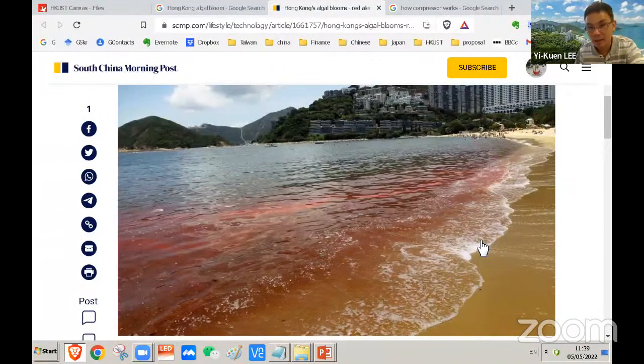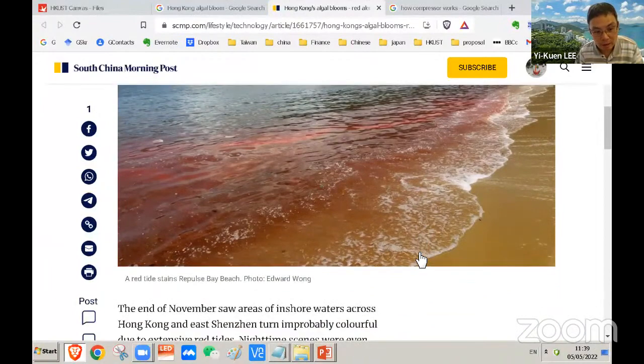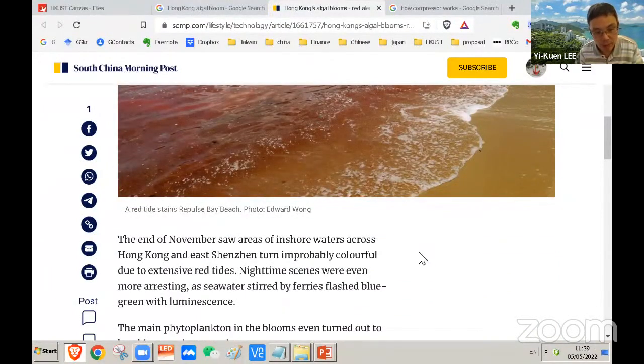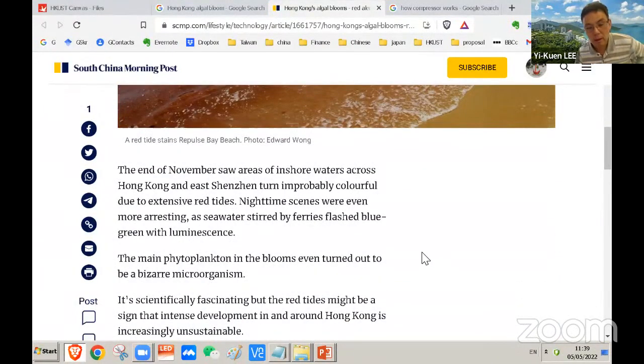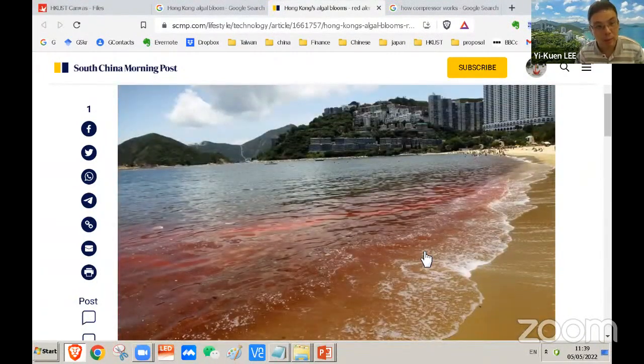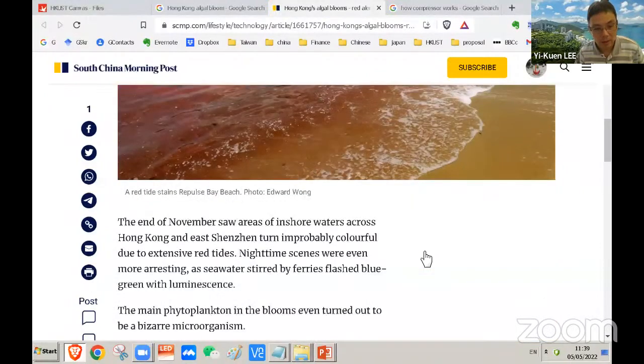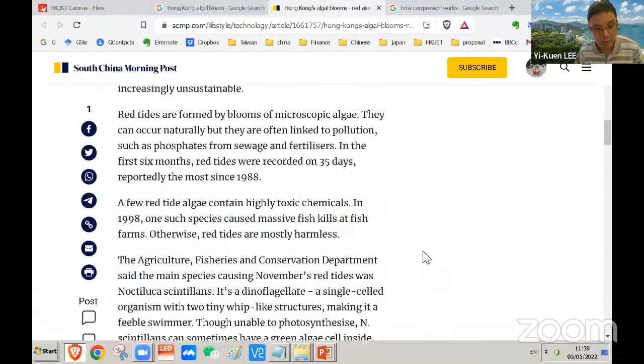Once there is pollution, we let this kind of plankton in the ocean quickly grow, right? And this creates some big trouble. What happens once you have this kind of thing? Many fish die, right? So this creates some big trouble.